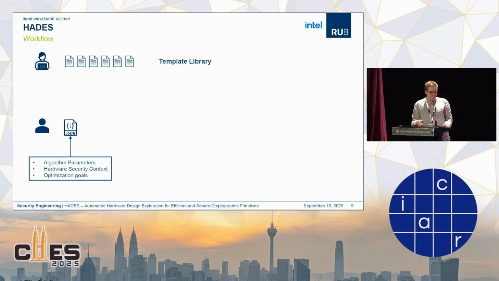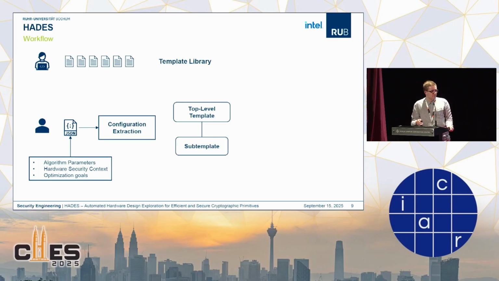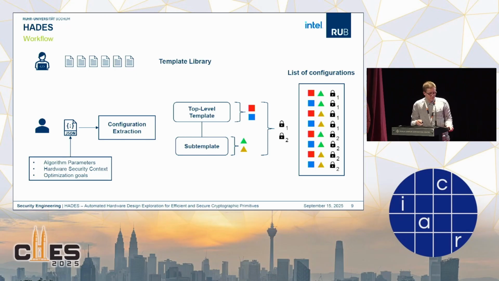And then the design space exploration in HADES actually starts. And it starts with the configuration extraction. So HADES goes over all the templates in the template hierarchy and extracts all possible combinations of configurations. So for example, if we have a hierarchy like this with only 2 templates, and let's just assume that the top level template has 2 different design aspects, and the sub-template also has 2 design aspects, and in total we have 2 hardware security aspects, then we simply extract all possible combinations of these things. So this would be a list of 8 possible configurations.